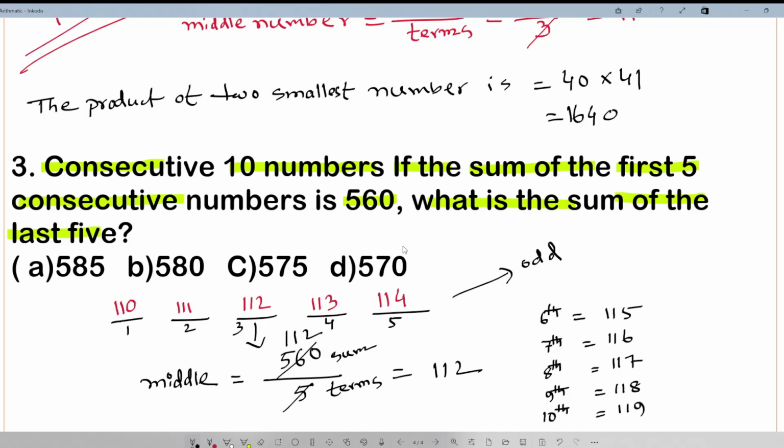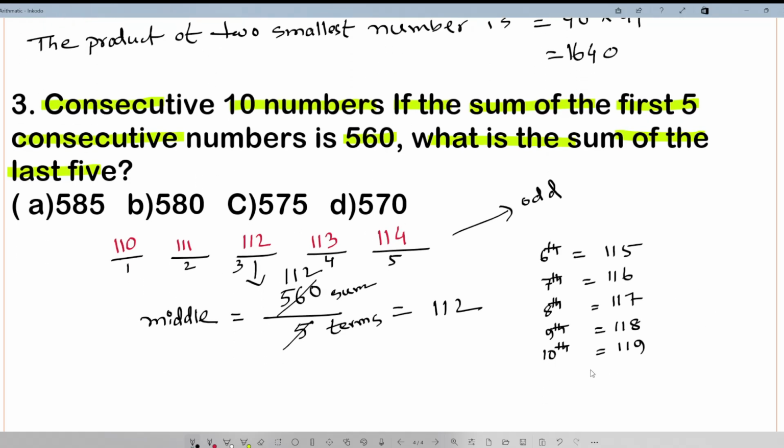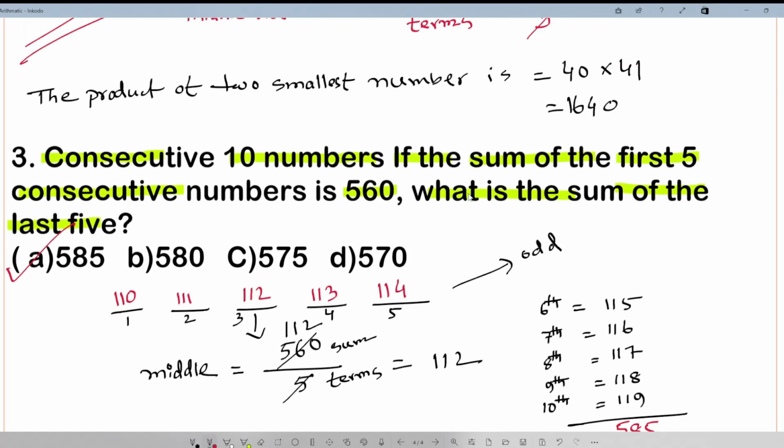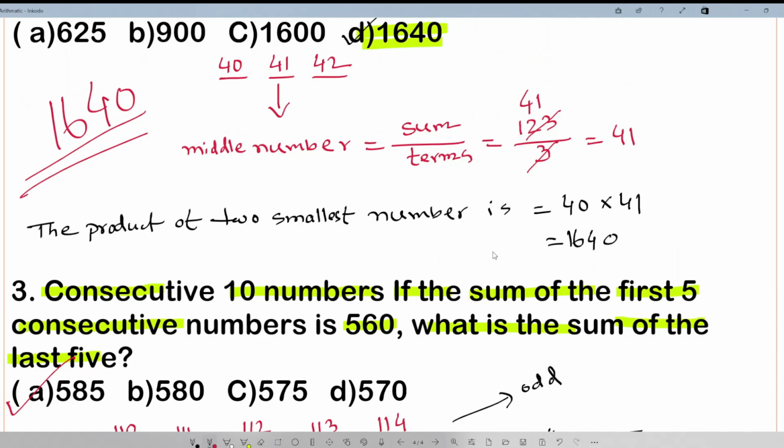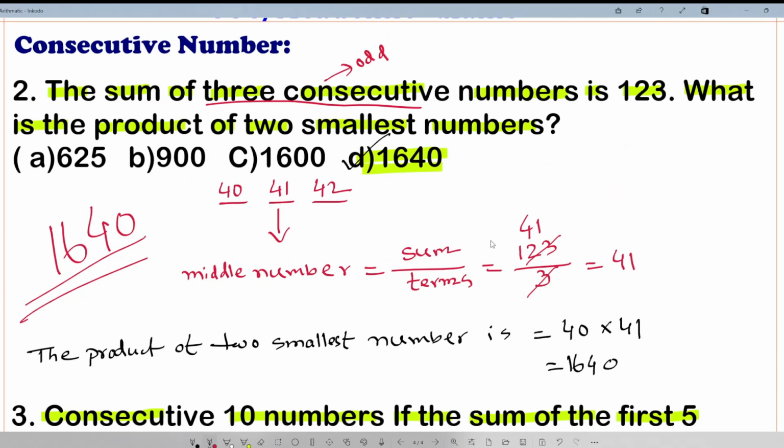So what is the sum of the last 5? The last 5 summation, if we calculate, we will get 585. So where is 585? It's option A. So very easily we are solving these kinds of consecutive number problems.